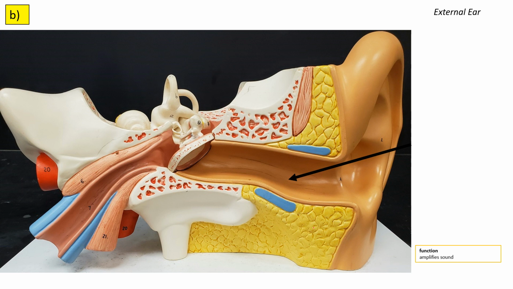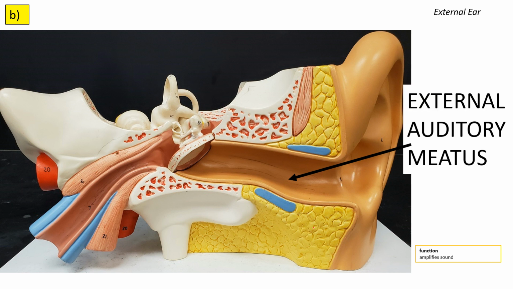So this canal is called, you've probably heard this before, external auditory meatus. Its job is to amplify the sound, and it is a tunnel. Remember, meatus is a tunnel that is going to take those sound waves inside. So this right here is your temporal bone. Remember, the external auditory meatus, what you all saw was the opening on the axial skeleton model. Here is the temporal bone down here.